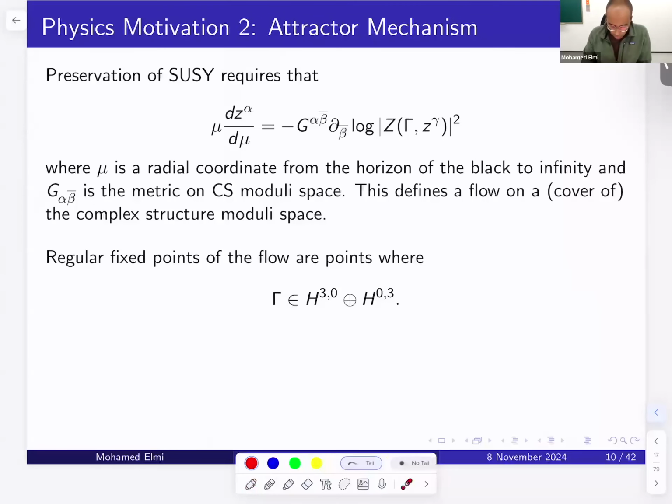But you can show that this flow will have some fixed points, and the fixed points will be precisely the points where your gamma, which are the charges of your black hole, this charge vector will have a very specific Hodge decomposition. It will have no 2-1 part or no 1-2 part. And remember, the Hodge decomposition depends on your choice of complex structure. So this singles out some point in your complex structure moduli space.